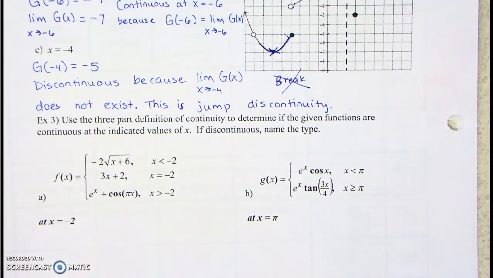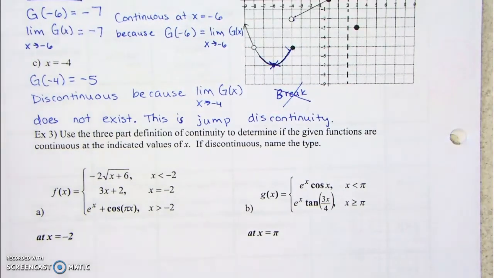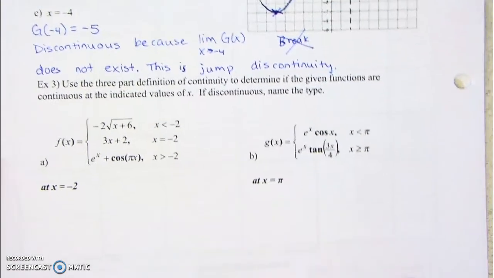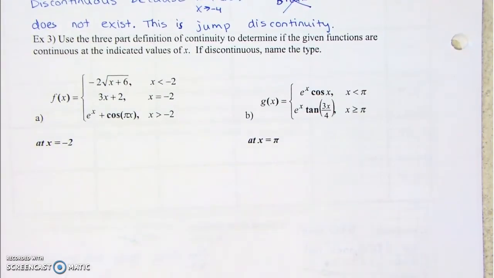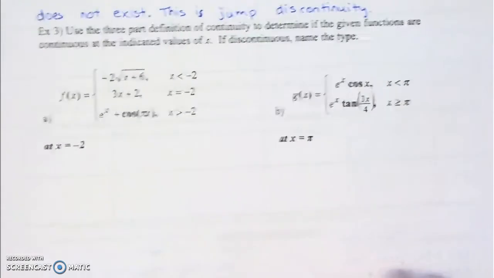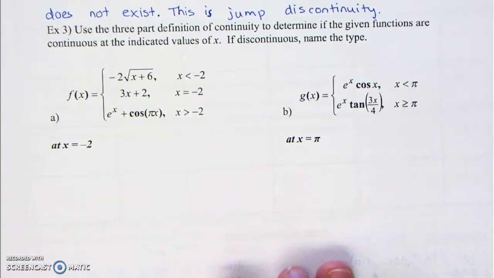All right. Example 3. Here we go. It's just more of the same. Use the three-part definition of continuity to determine if the given functions are continuous at the indicated values of x. If discontinuous, name the type. So at x equals -2, looks like we're doing two parts here.